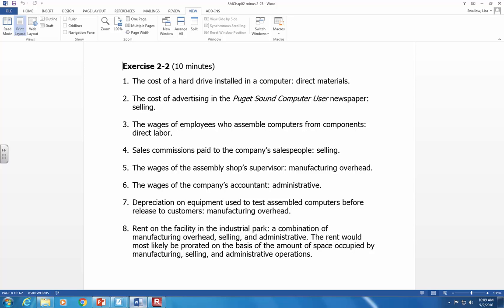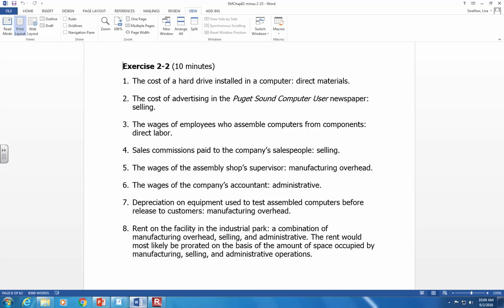Heather, the last one, please. Rent on the facility in the industrial park. I really couldn't decide which one that would go on there. So you've got, let's say, 8,500 square foot facility. They use it to manufacture. It also houses their accounting, their HR, their CEO, and their salespeople. What are you going to do? I think I would allocate it. You've got to allocate it.